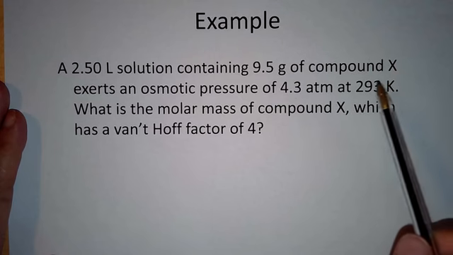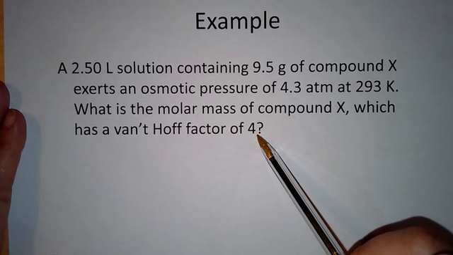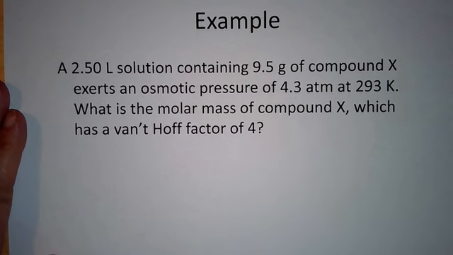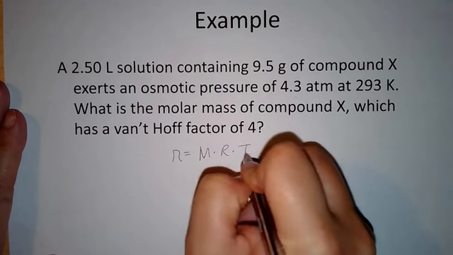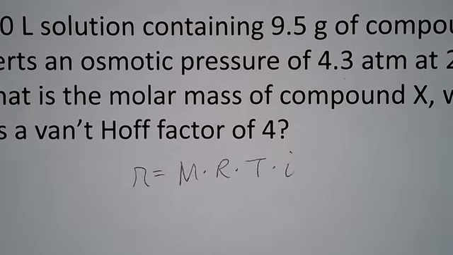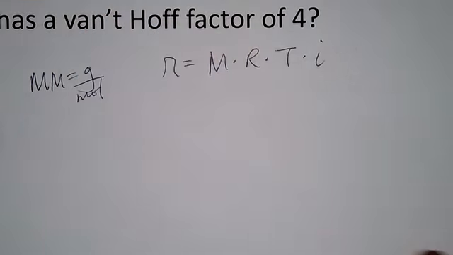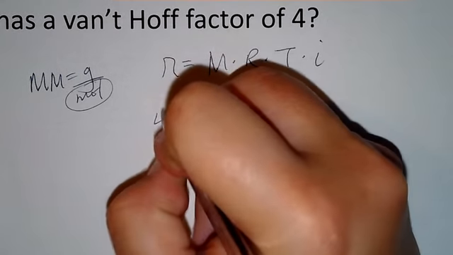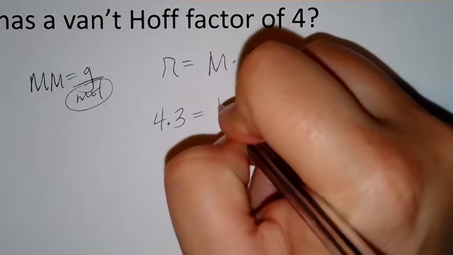So again, we're just incorporating that I value again. So molarity times R times T times I. So we're going to do this very much the same way we did the other one. We are looking for molar mass, which is grams per mole. So we're really looking for our moles in this case. So we have our osmotic pressure, 4.3 atmospheres. We're looking for moles. We have 2.5 liters of solution. So we're going to fill this in for our molarity part.